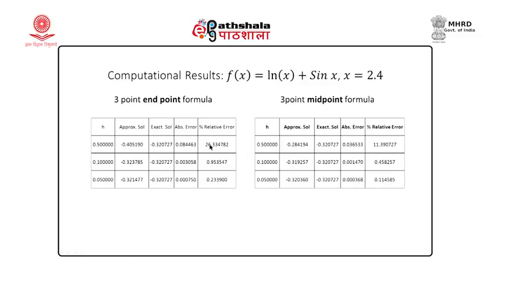So, for this midpoint formula, the percent relative error is also less than half, and the absolute error is also less than half of the absolute error in the case of the endpoint formulas. So, the midpoint formula is working better and with less effort, as we are using only 2 function values.